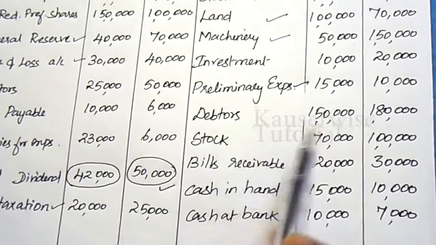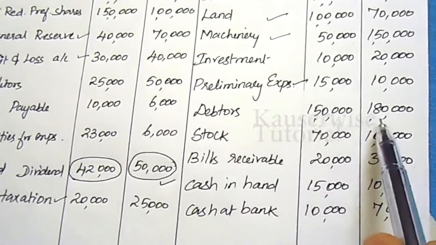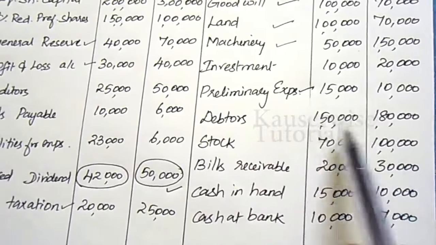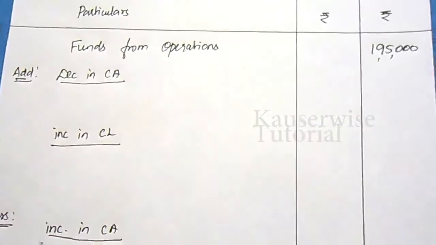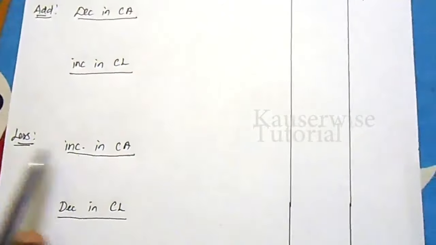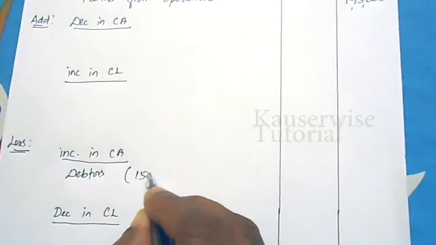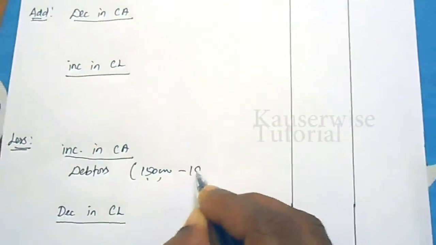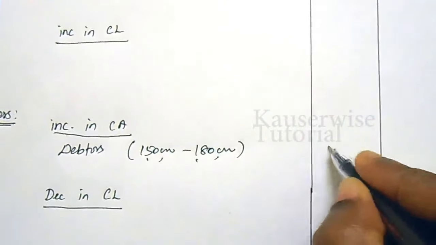Now you have to look at the balance sheet. Look at the current asset. The first one is debtors. Last year 1,50,000, current year 1,80,000. What is the difference? 30,000 increased. Cash from operation, any increase in current asset, it will be recorded here. That is less item. Debtors 1,50,000, current year 1,80,000. So increased, no. So how much?